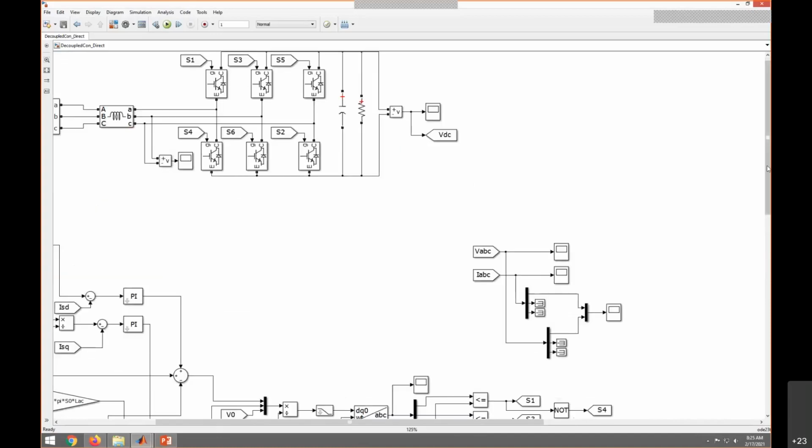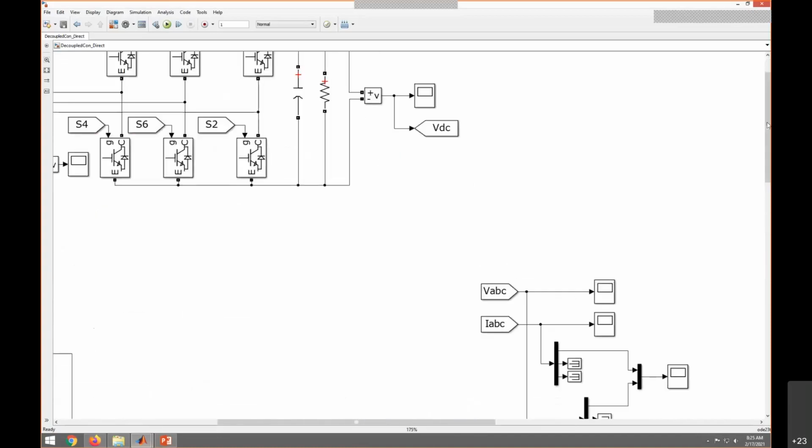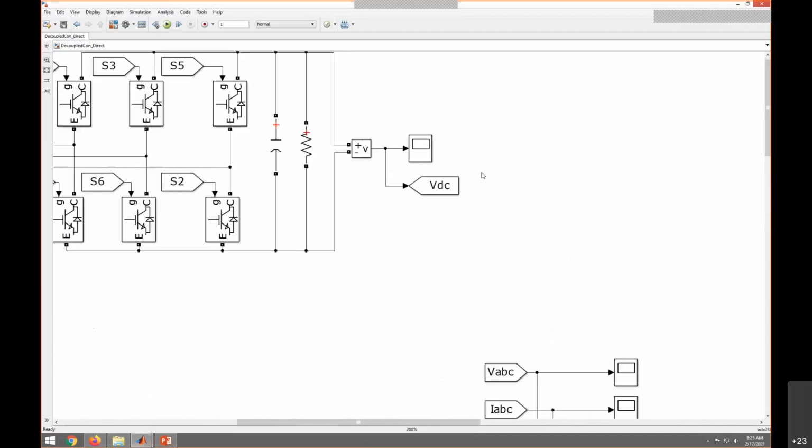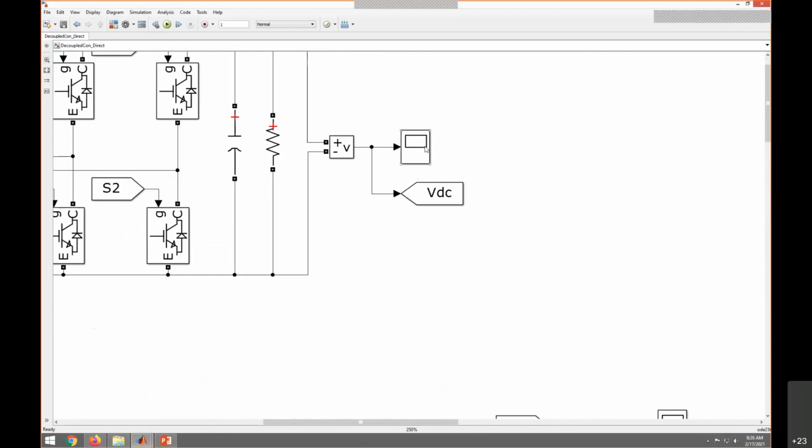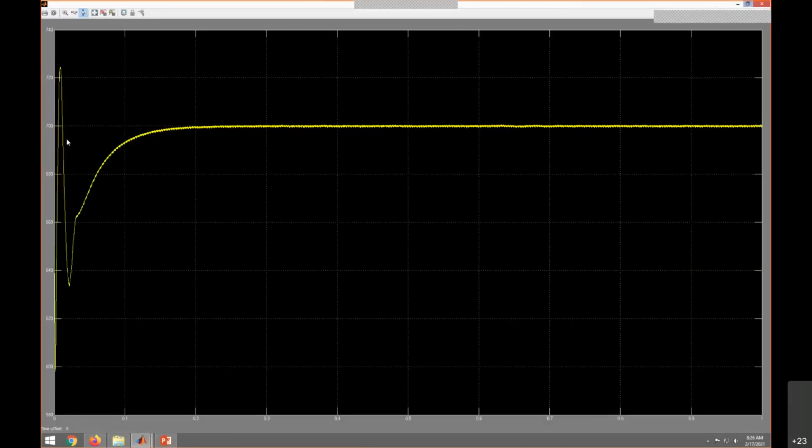It's completed. The first thing to observe is the DC voltage reference, and whether it is maintained. See here, the reference is 700 volts, and this is exactly maintaining 700 volts. Up to here is 0.1 seconds, and this is 0.2, so it takes about 0.2 seconds to achieve the steady state value.